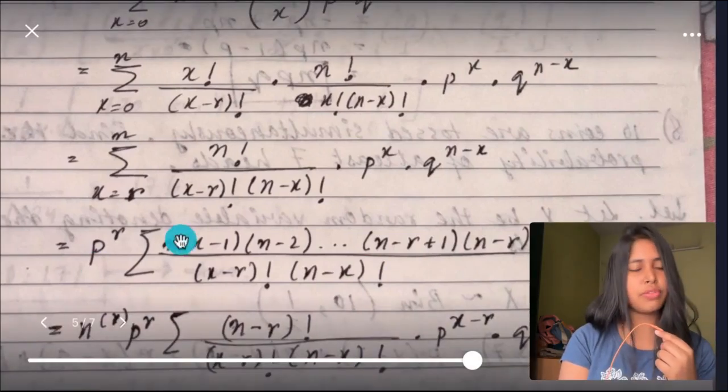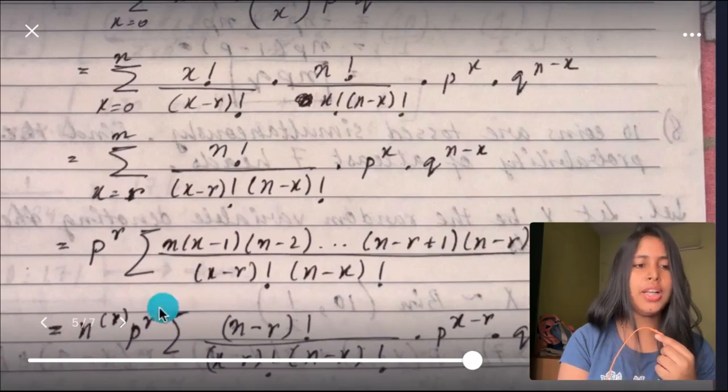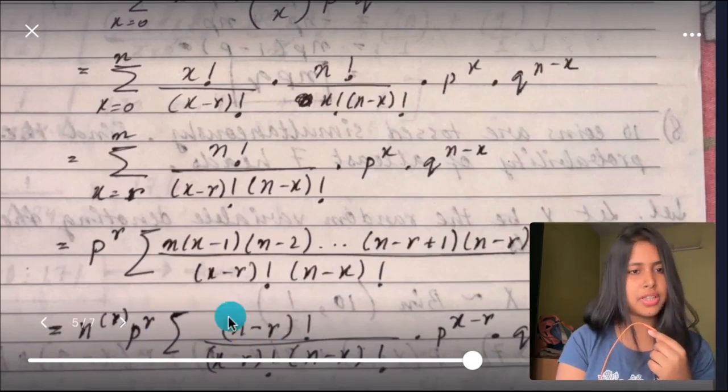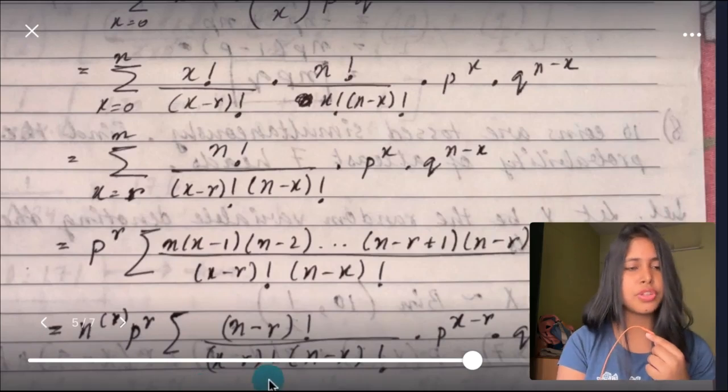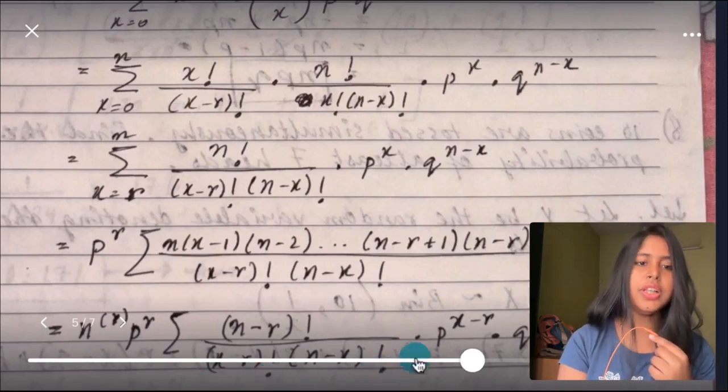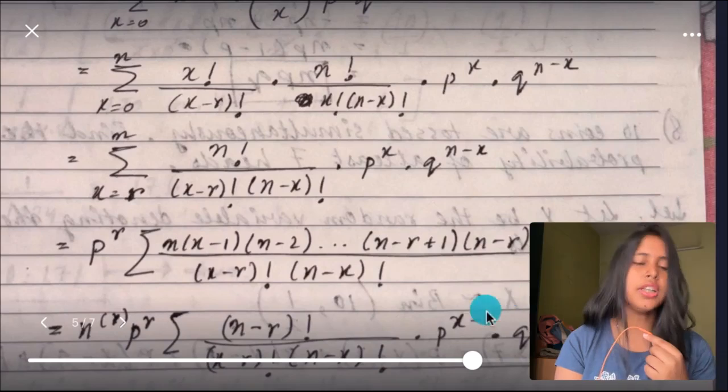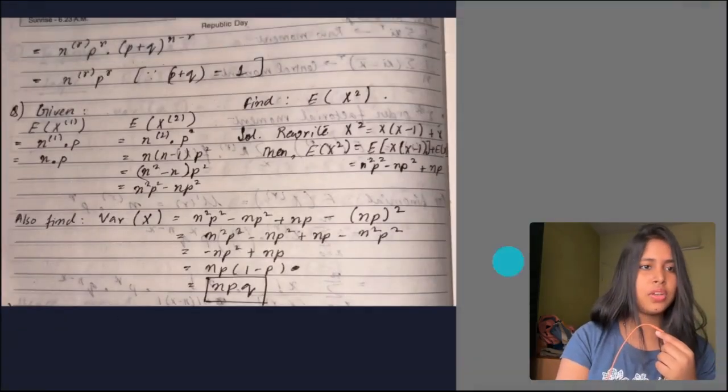So next step is what? We are taking out n factorial r and p to the power r. Then what are we left with? Summation of n minus r factorial divided by x minus r factorial into n minus x factorial dot p to the power x minus r dot q to the power n minus x. Okay. Now see the next step.